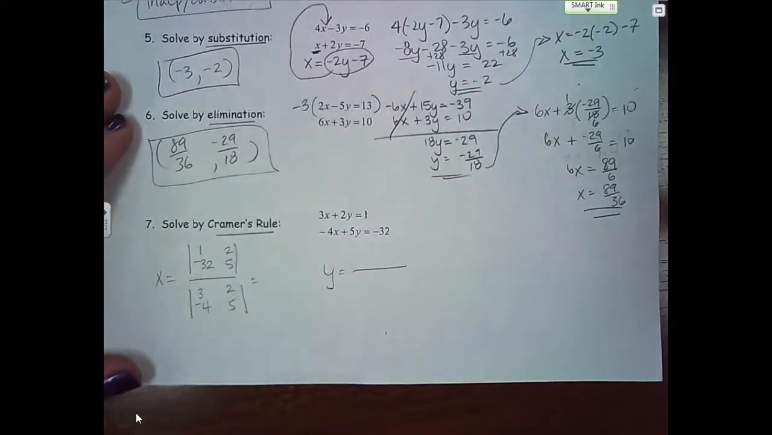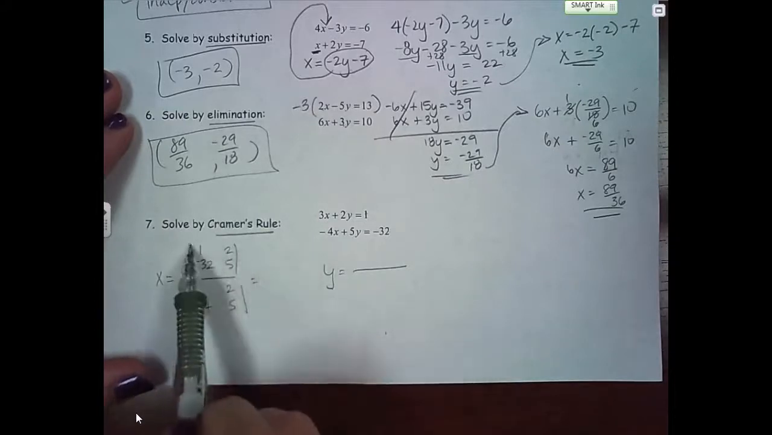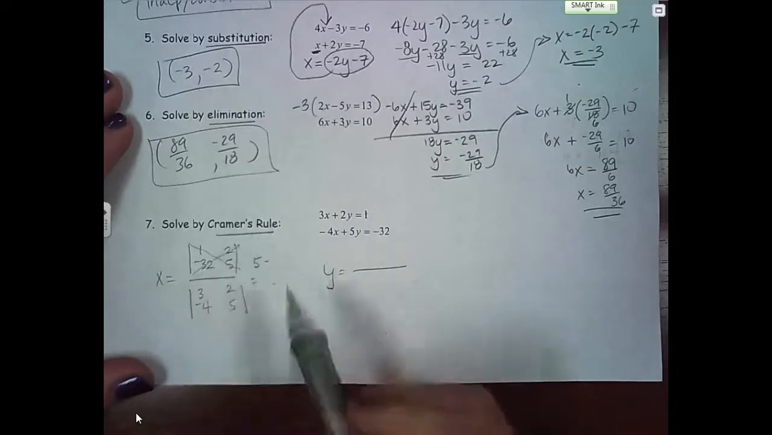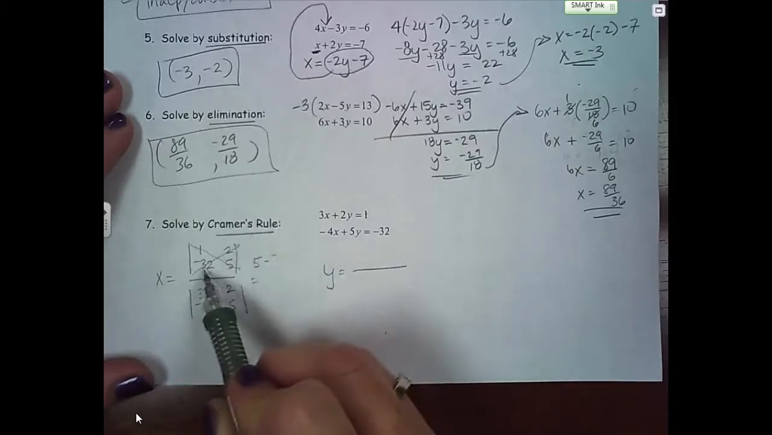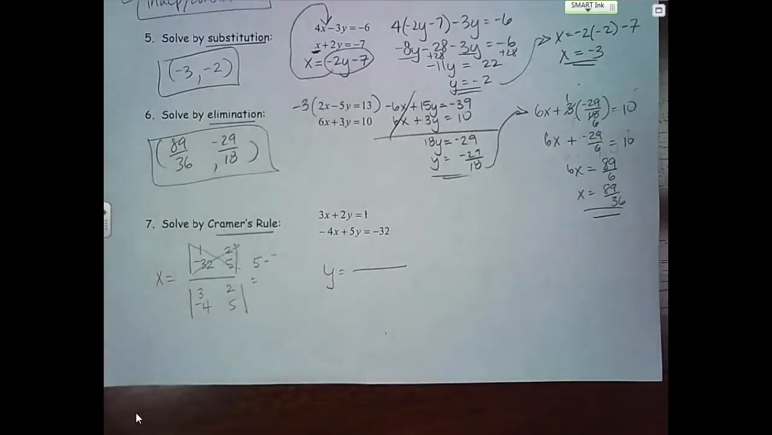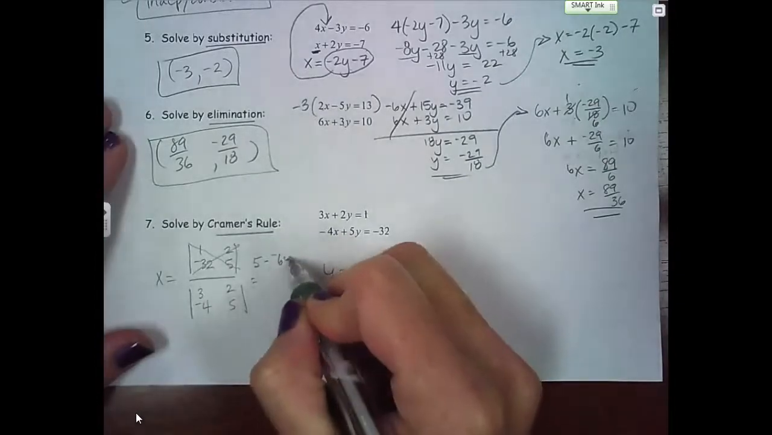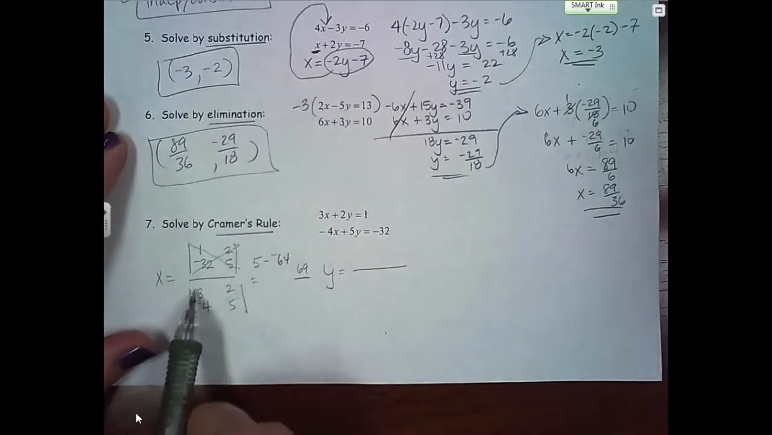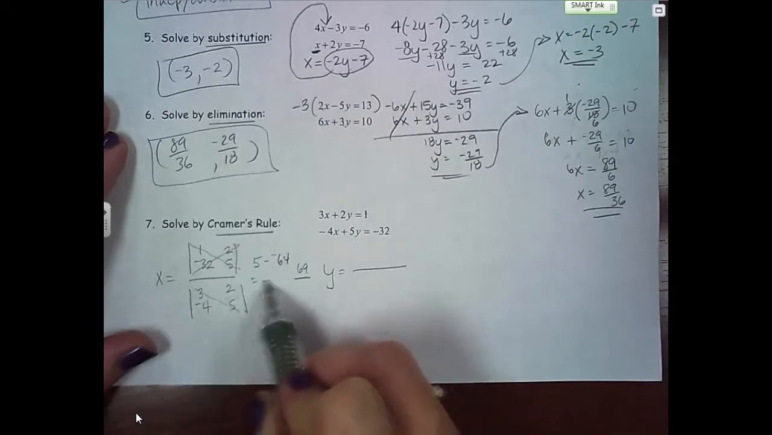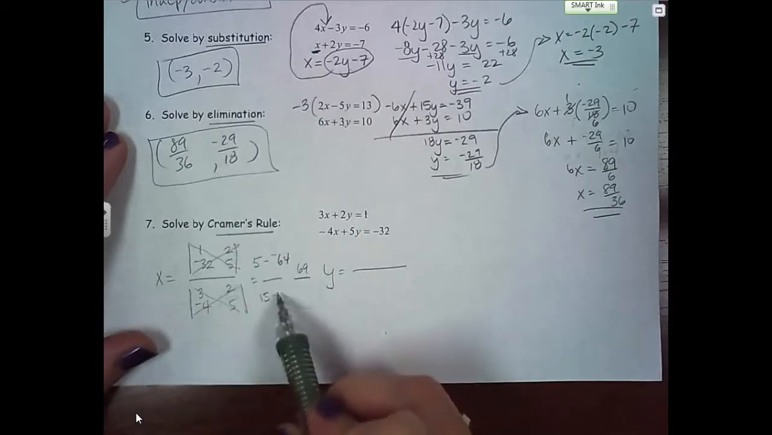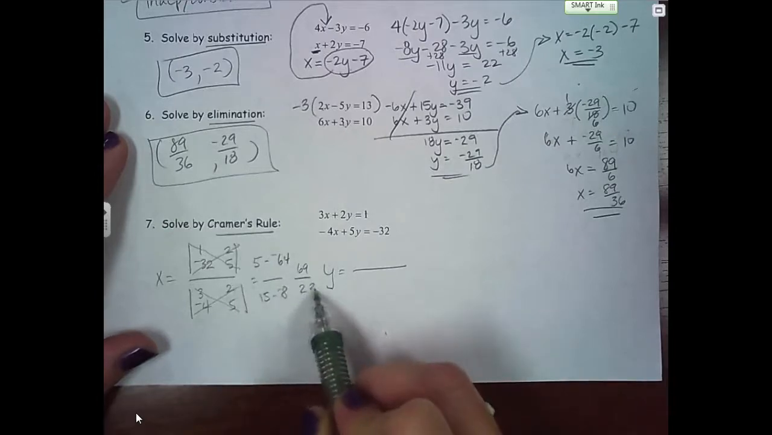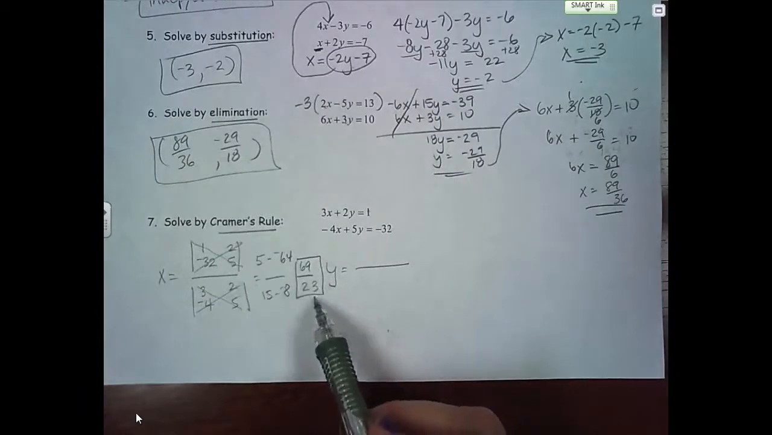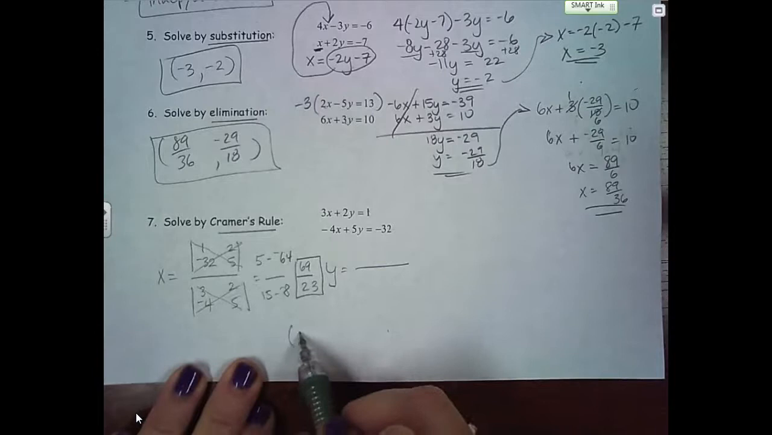Then remember, to find the determinant, you start here and you take 1 times 5, which is 5, and you subtract negative 32 times 2. So you end up with 69 over, and you do the same thing here. 3 times 5 is 15, and then you subtract negative 8, giving you 23. Then you do 69 divided by 23, so your x value is 3.